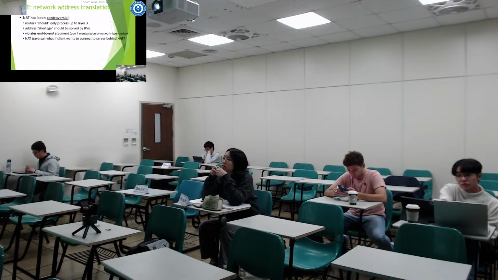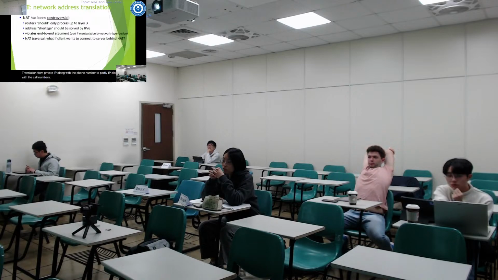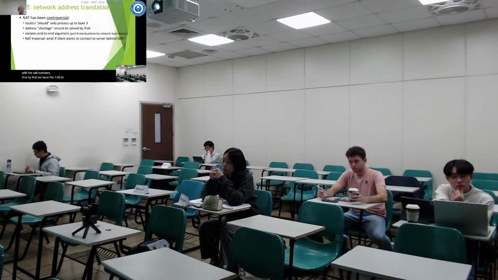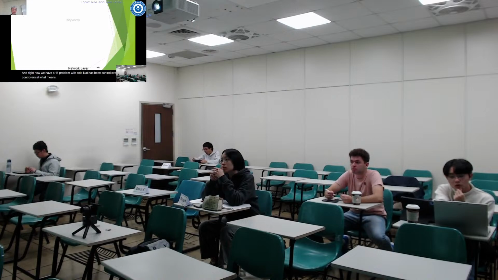Alright, so this is NAT. The core concept is translation from private IP along with the port number to public IP along with the port number, and vice versa, with one-to-one mapping. And right now, we have one problem: NAT has been controversial. Controversial, what does it mean?